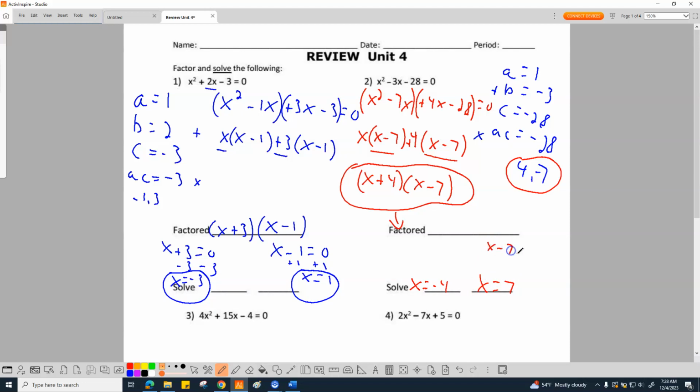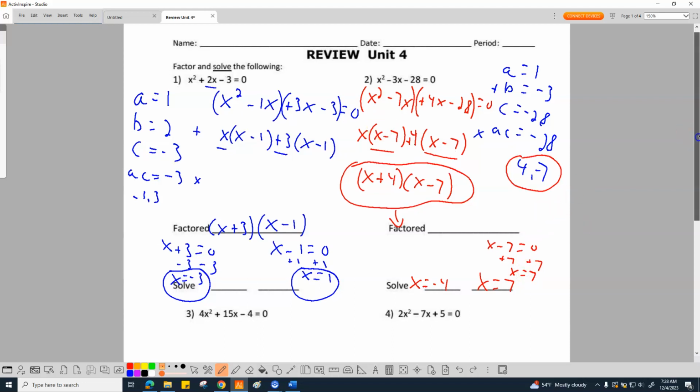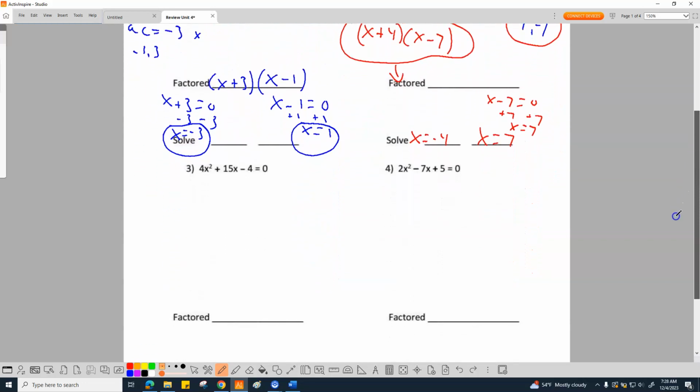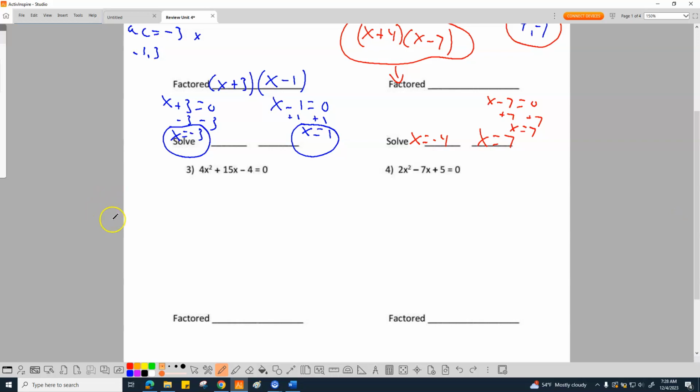And if you need me to show you that real quick, there you go. So same thing with the other side, just set it equal to 0 and solve. All right, I am not going to solve 3 and 4 because you need to do that yourself.